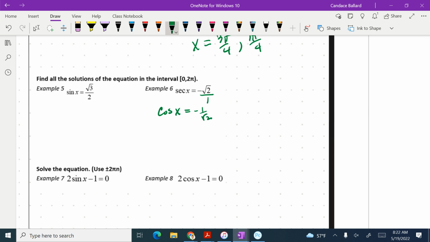Is that on our unit circle? What do I have to do first to get it as something on our unit circle? We have to rationalize for like the 5 millionth time, right? So negative square root of 2 over 2. Okay, so I'm going to stop there. I want you to find the radian measures for both example 5 and example 6. Everybody try it.